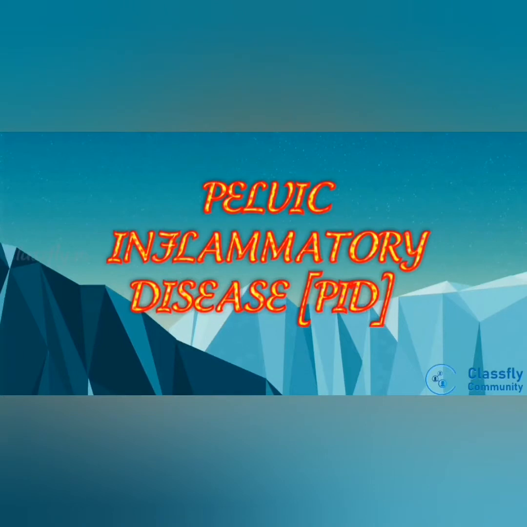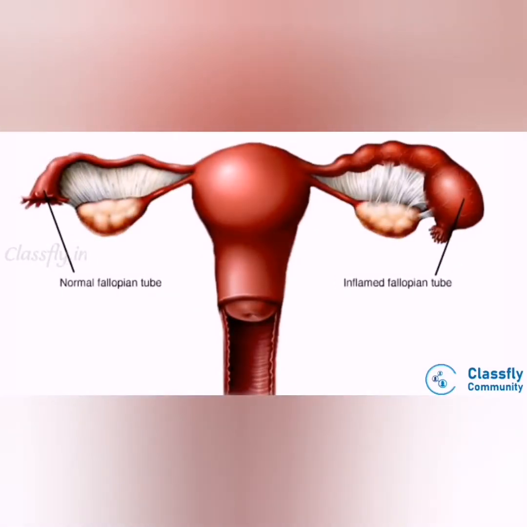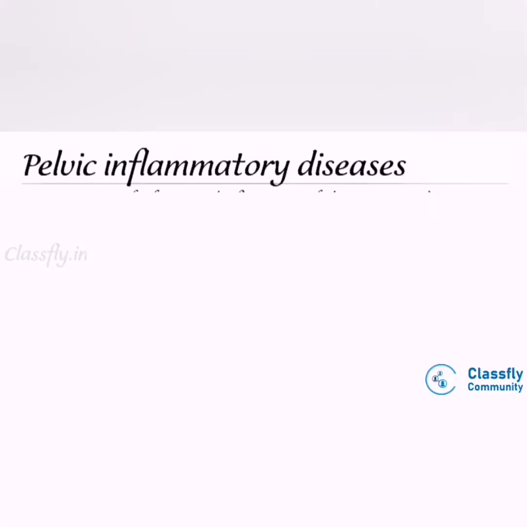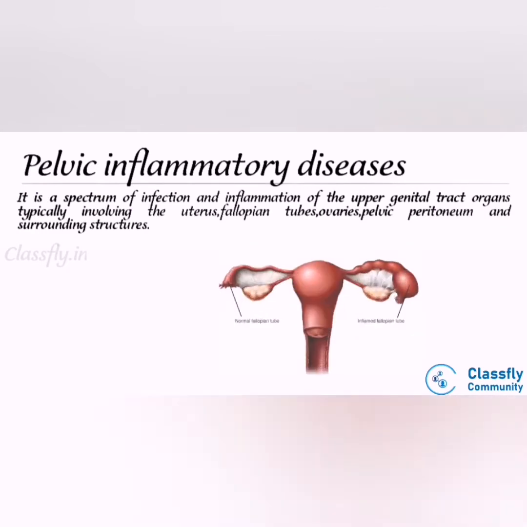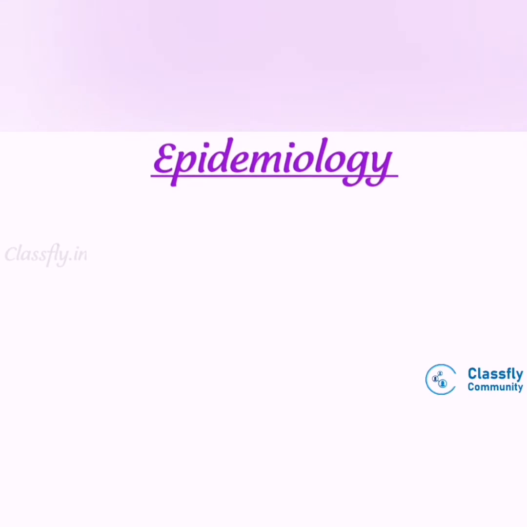Hello, today our topic of discussion is pelvic inflammatory disease, PID. What is pelvic inflammatory disease? It is a spectrum of infection and inflammation of upper genital tract organs, typically involving the uterus, fallopian tube, ovaries, pelvic peritoneum, and surrounding structures. Next, move on to epidemiology.